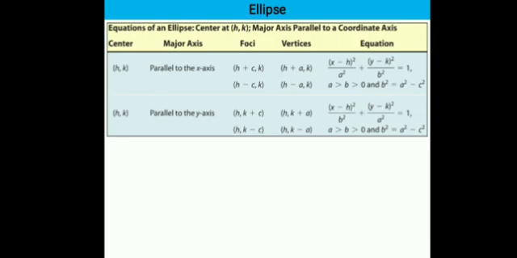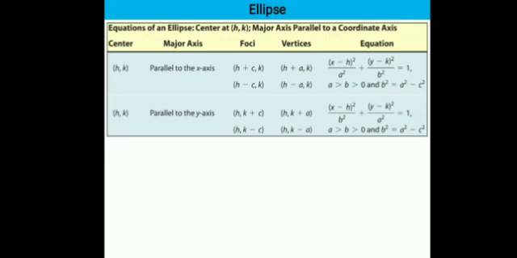x minus h squared all over a squared plus y minus k squared all over b squared is equal to 1. But take note again, your b should be greater than 0 and it must be lesser than a.